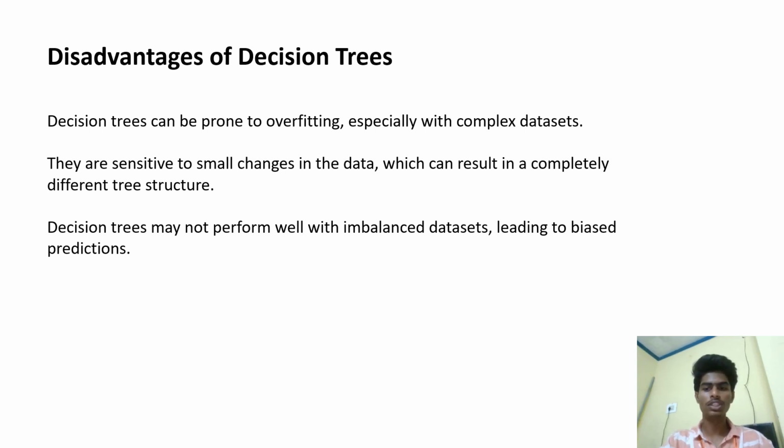They are sensitive to small changes in the data, which can result in a completely different tree structure. When we create one tree structure and then modify it, it will give a different outcome than before. So it is a disadvantage of decision trees. And also, decision trees may not perform well with imbalanced data sets, leading to biased predictions. Biased predictions mean decision trees can be biased towards dominant classes in imbalanced data sets.